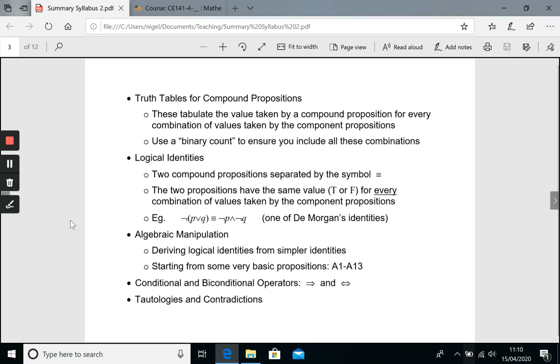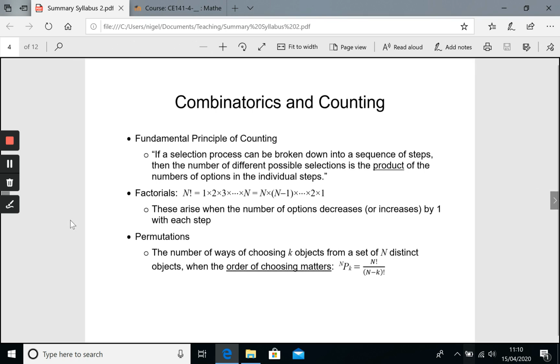So moving on to the second subject, that was combinatorics and counting. Really, the whole of this subject comes down to one idea, the fundamental principle of counting. And that says if you're looking to find out the number of different ways that some selection process can be carried out, if that process can be broken down into a sequence of steps, then the number of different possible selections of the overall sequence is simply the product of the number of options in the individual steps.